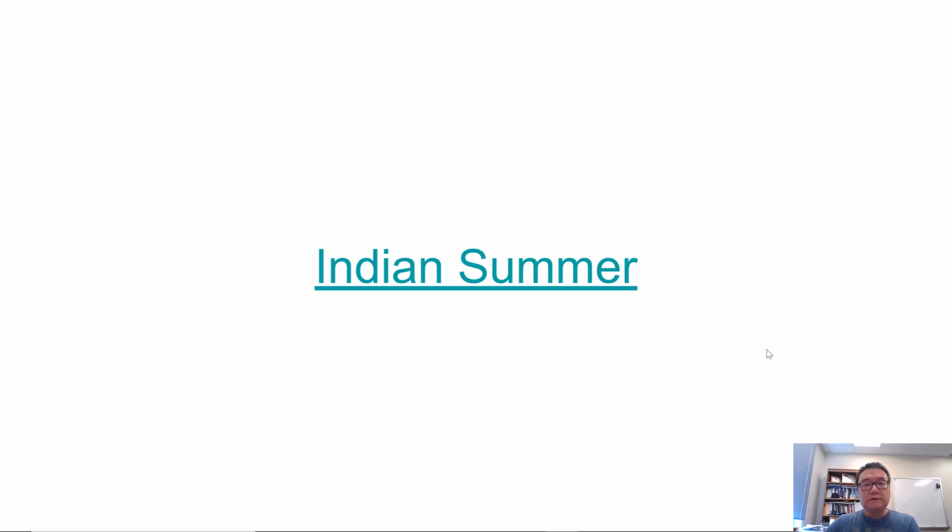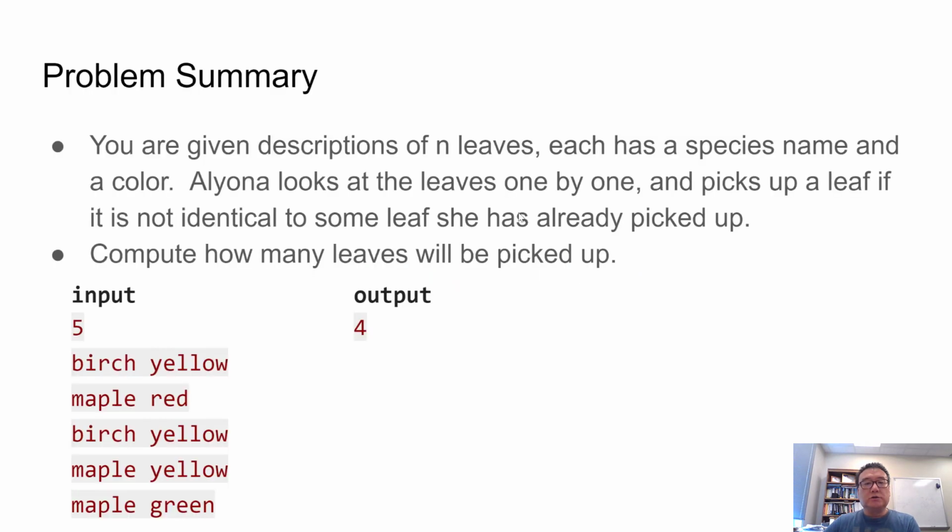Now let's look at the first example problem in this topic. It's called the Indian summer. The summary of the problem is you're given n leaves, or rather descriptions of n leaves, and each description has a name of species and the color of the leaf. Alona looks at these leaves one by one, and she will pick up a leaf if it's not identical to some leaf she has already picked up. The question asks us to compute how many leaves Alona will pick up at the end.